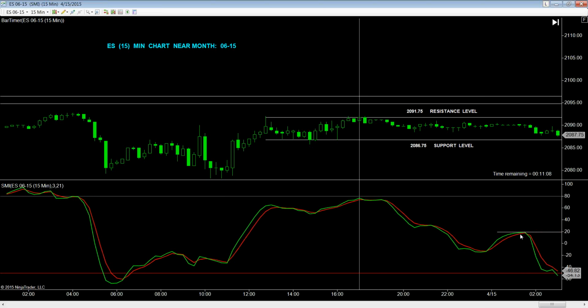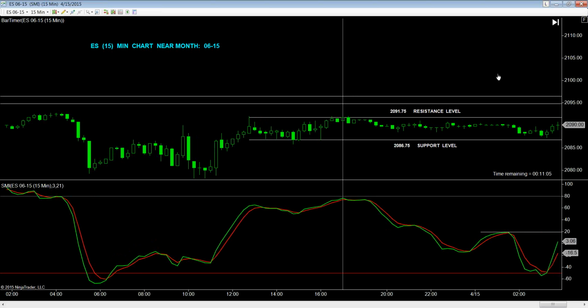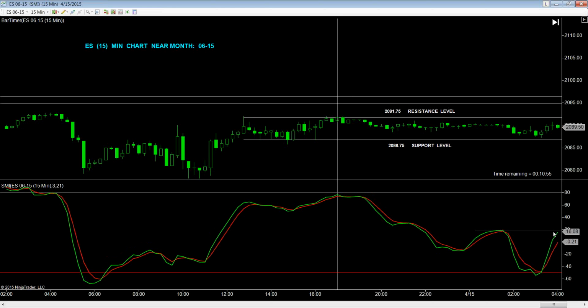Here's the internal resistance established by the SMI. Volatility is very low. Nice trading channel established between these two levels here, and we're looking for the indicator to trade through its internal resistance level as well as the prices in tandem for the signal in isolation to take the trade to the long side.